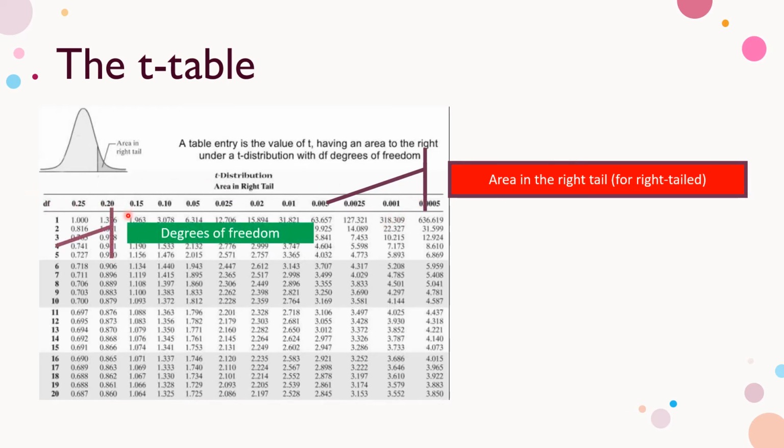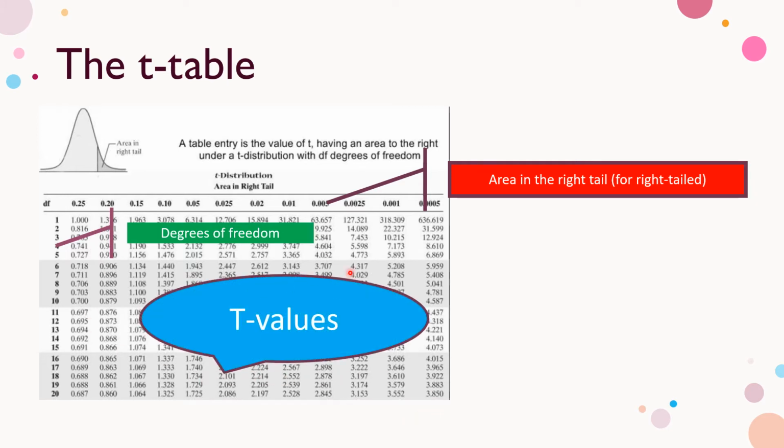Next are the degrees of freedom, which are shown on the first column of our table. So we have here 1, 2, 3 until infinity. These are our degrees of freedom, which determine the exact shape of our t-distribution curve. And then finally, these values 1.00 until 3.850 are our t values. Okay, so these are found on the horizontal axis of our t-distribution curve.